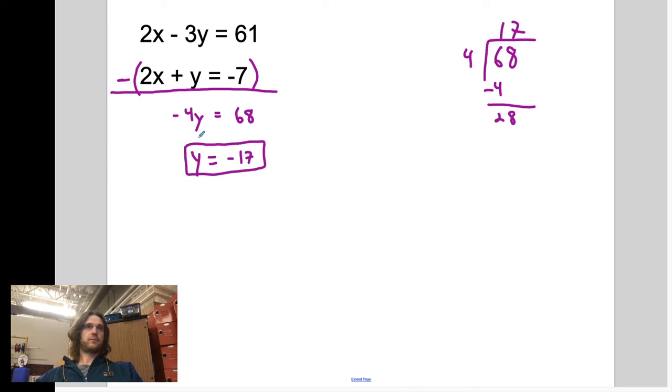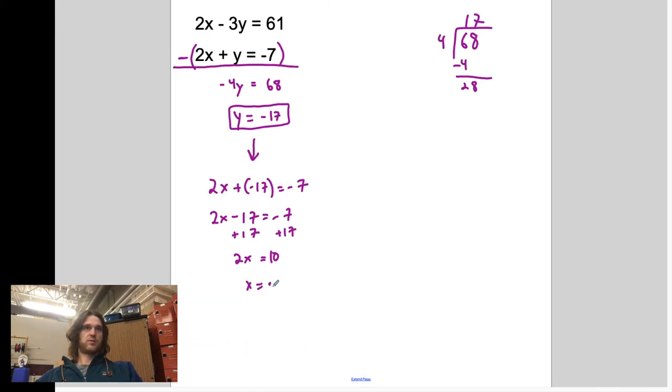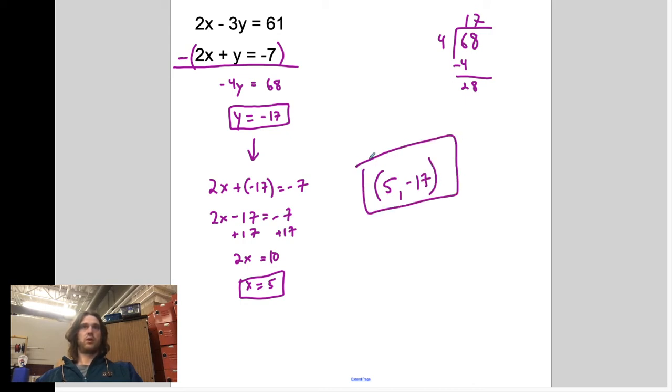Okay, great. So I'm going to plug this back into one of the two equations. It doesn't matter. We'll do the bottom one because it seems like the numbers are a little bit simpler. Plus negative 17 equals negative 7. So that's 2x minus 17 equals negative 7. Add 17 to both sides, which will give us 2x equals 10. And x equals 5. So we have solved the system. These two lines cross at 5 comma negative 17. Woohoo! That's our solution.